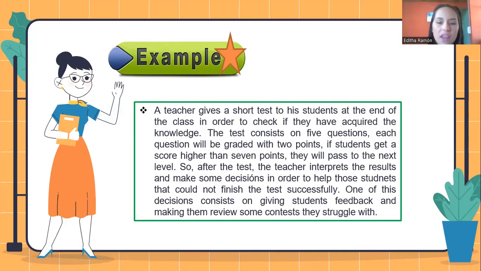So, after the test, the teacher interprets the results and makes some decisions in order to help those students that couldn't finish the test successfully. One of these decisions consists of giving students feedback and making them review some contents that are very important and they struggle with.